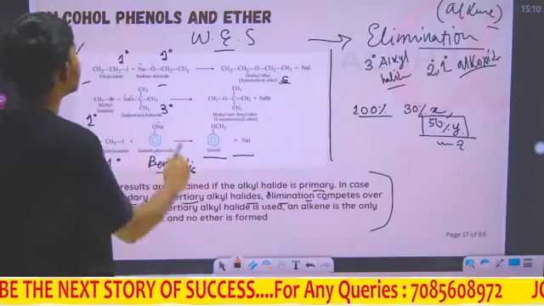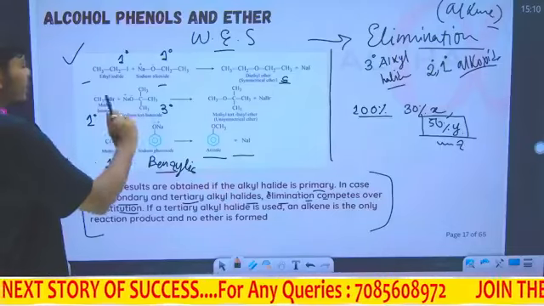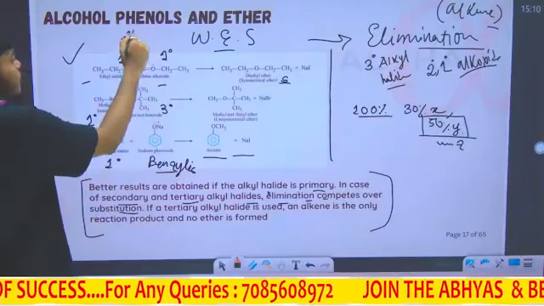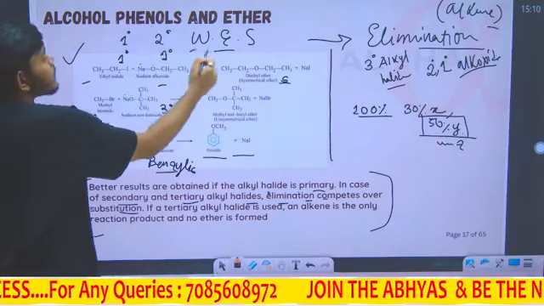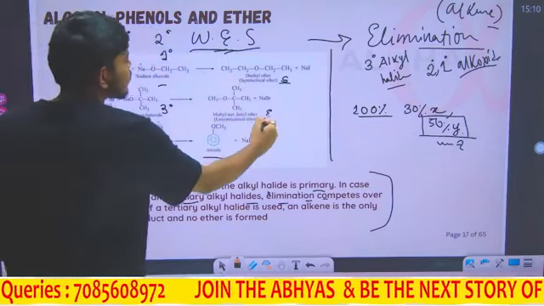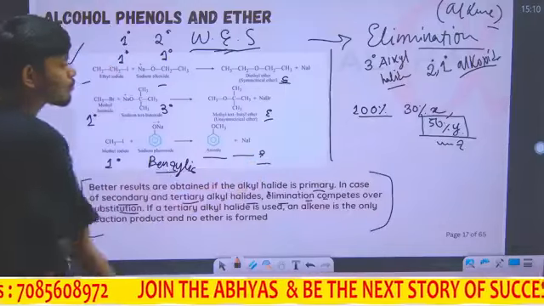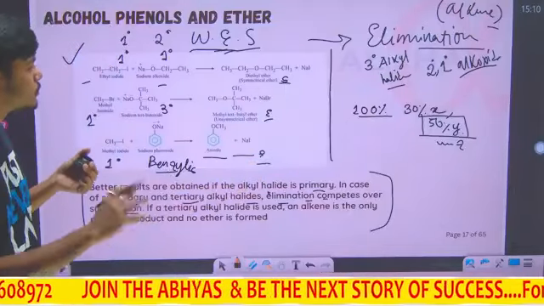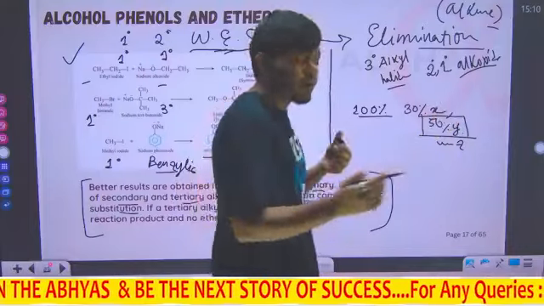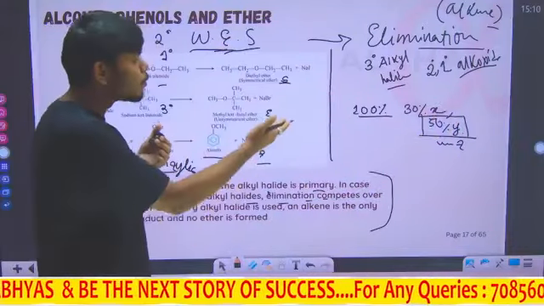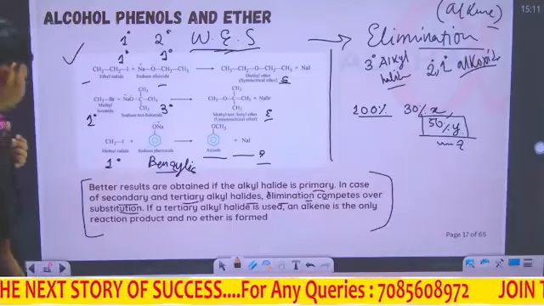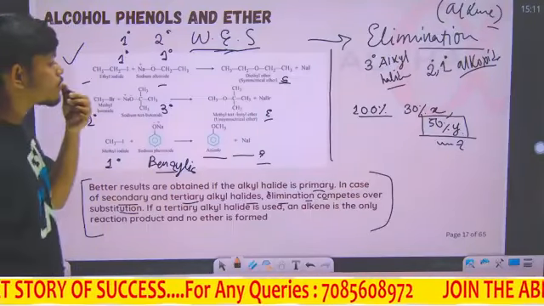But if you keep 1 degree with 1 degree, 3 degree with 1 degree benzylic, or 1 degree with 2 degree, you will get your Williamson ether synthesis. No problem. You will get ether. This you are getting ether. This you are getting ether. But when you go for this, as I've said, alkene will be the major product. Elimination reaction will compete. It's a very important thing to note down.